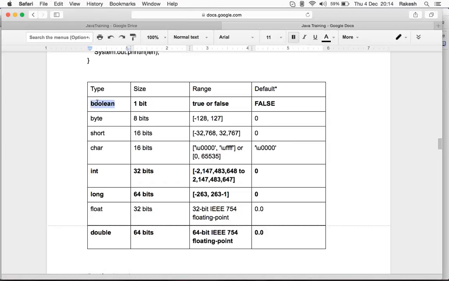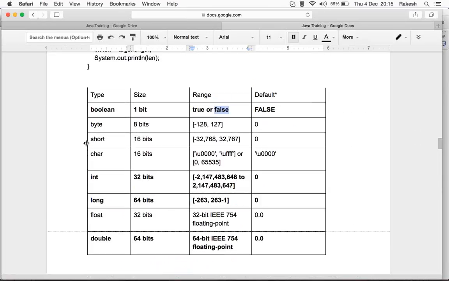Have you heard about this word, Boolean? A Boolean is like a switch. A switch can have only two values, whether it is on or off, right? So a Boolean can have only two values. It can be either true or false. So these are the four very important data types that are used frequently.